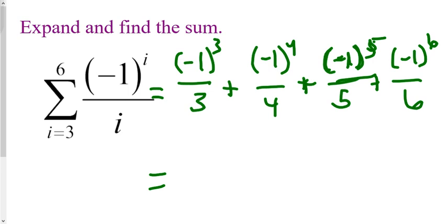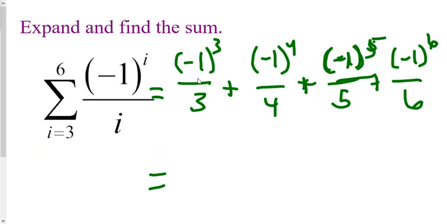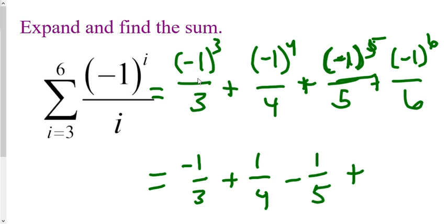Now, the big thing here is I'm starting at this 3. So I put -1 cubed over 3 plus -1 to the 4th over 4, -1 to the 5th over 5 plus -1 to the 6th over 6. And so this becomes -1/3. If you take a negative to an even power, it becomes positive. And so that is the expanded form of the sigma. And then if you add it together, you get -760, or approximately -0.0117. All right, let's look at the next video.